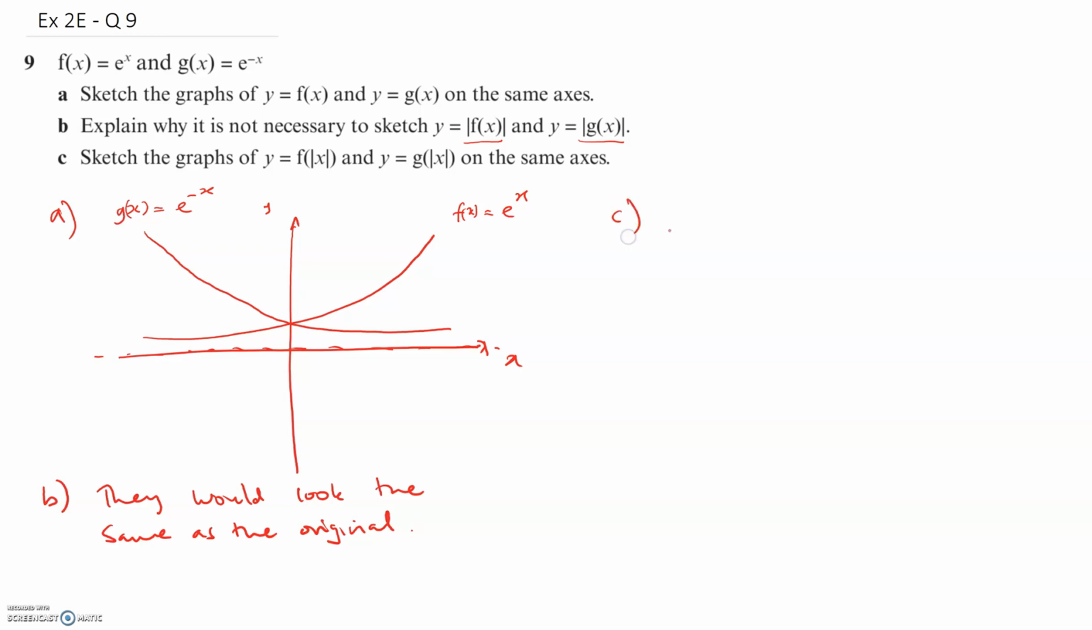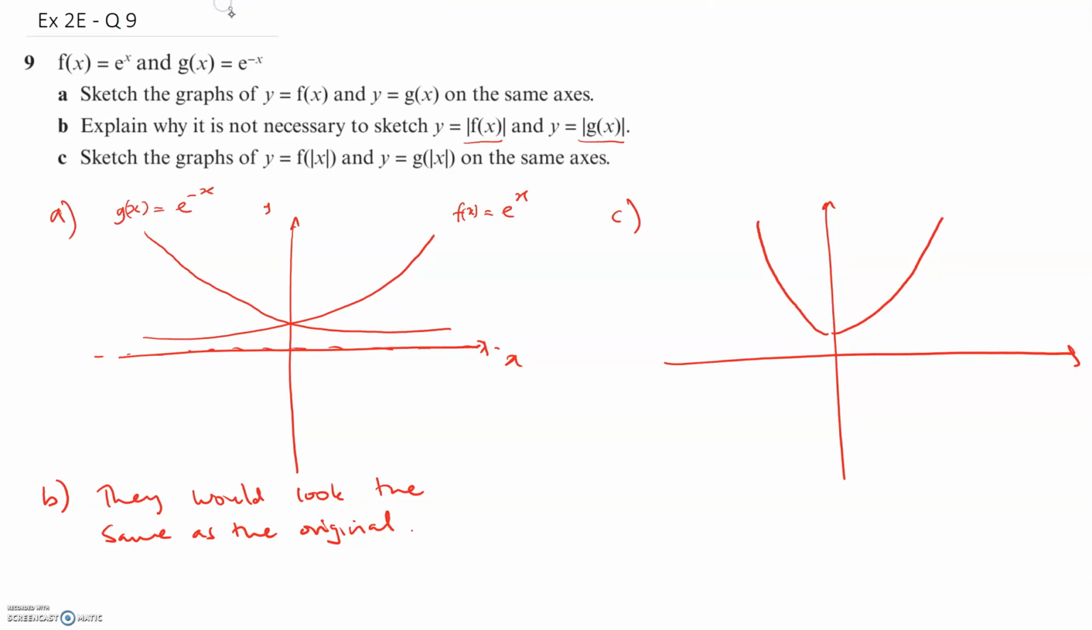Okay. Part C says sketch the graphs of f of mod x and g of mod x. So remember what they do. Anything on the left hand side you can get rid of, the left of the y-axis. Anything on the right hand side will be reflected in the y-axis. So let's look at f of x first. F of x on the right hand side looks like that, and then reflected would look something like that.